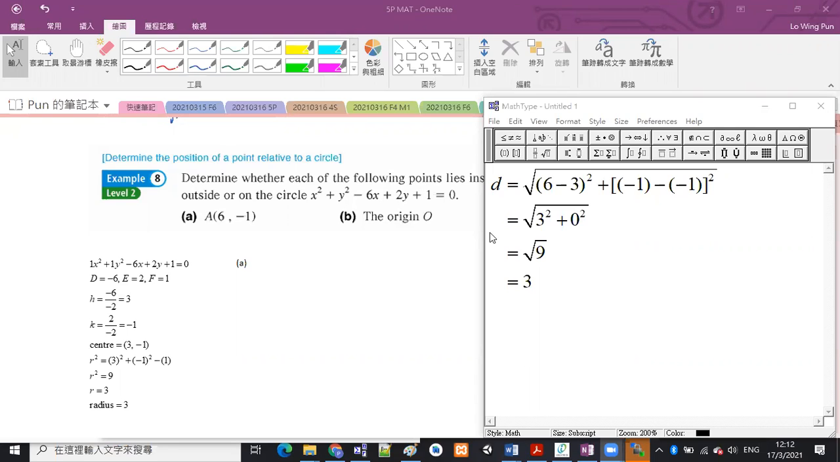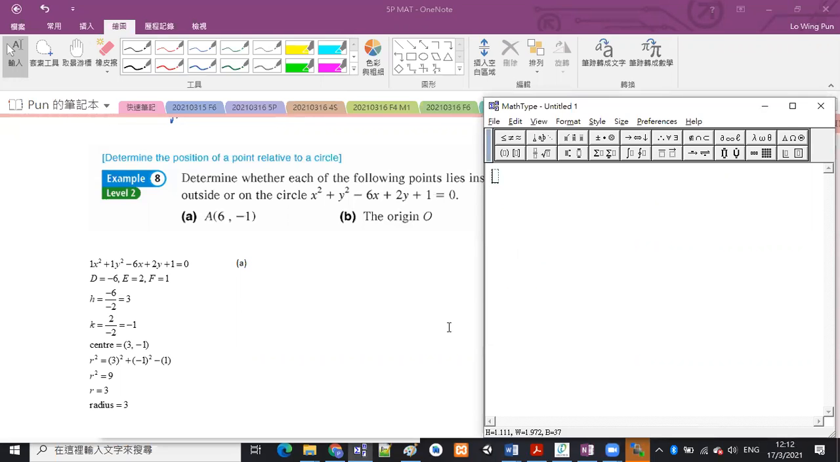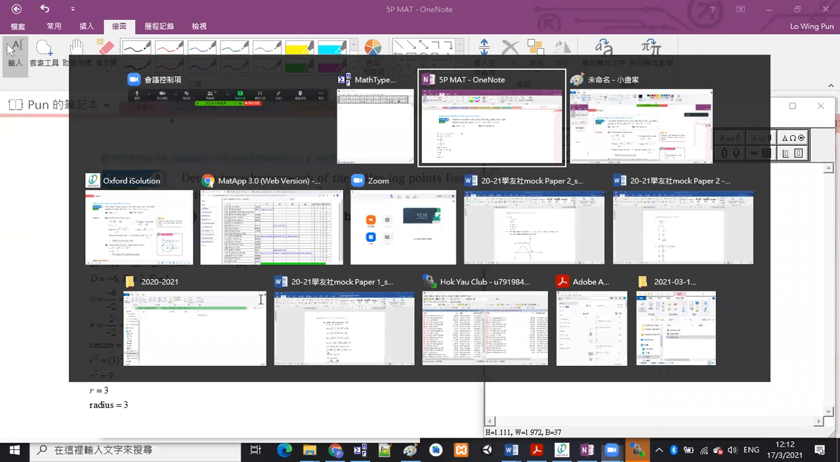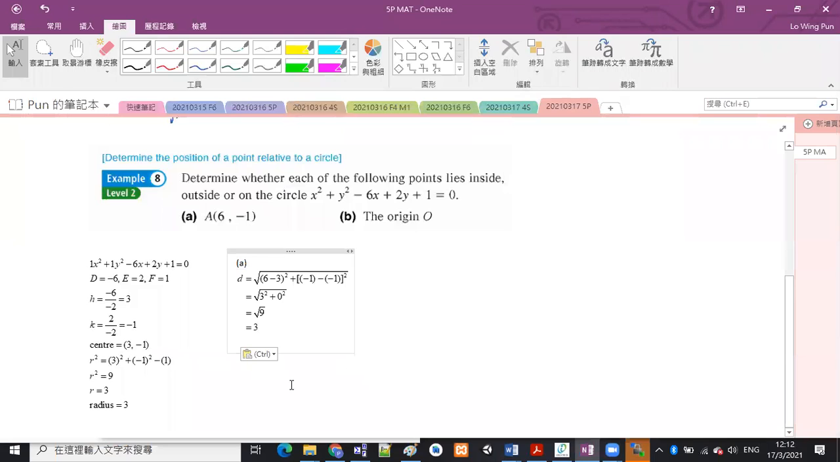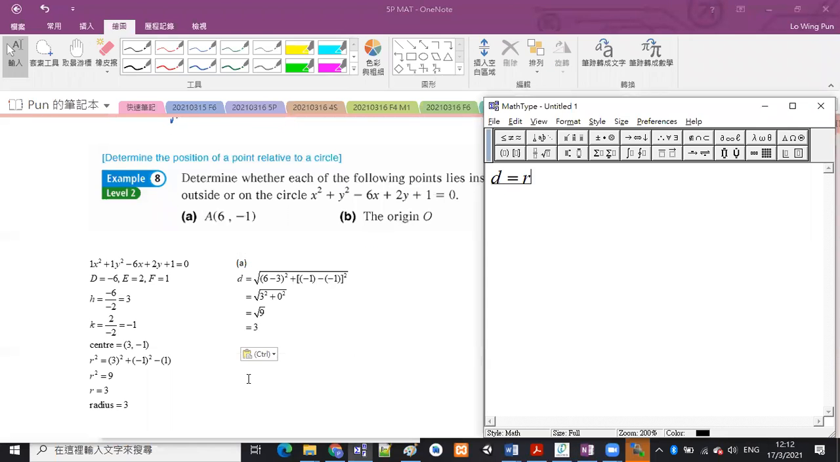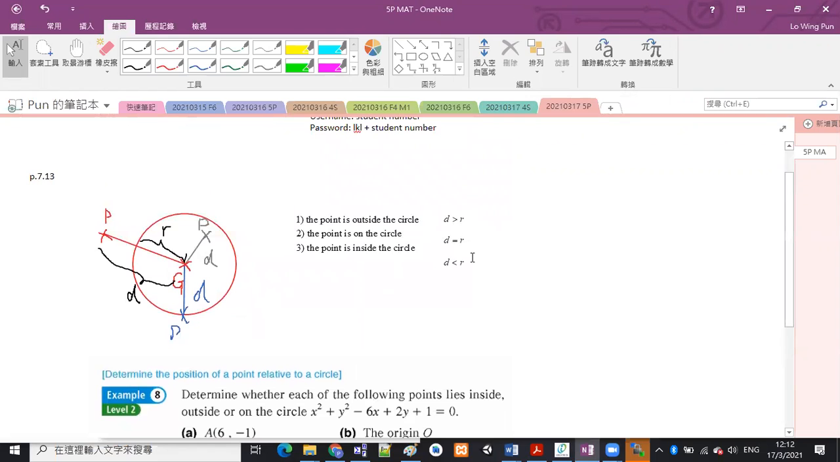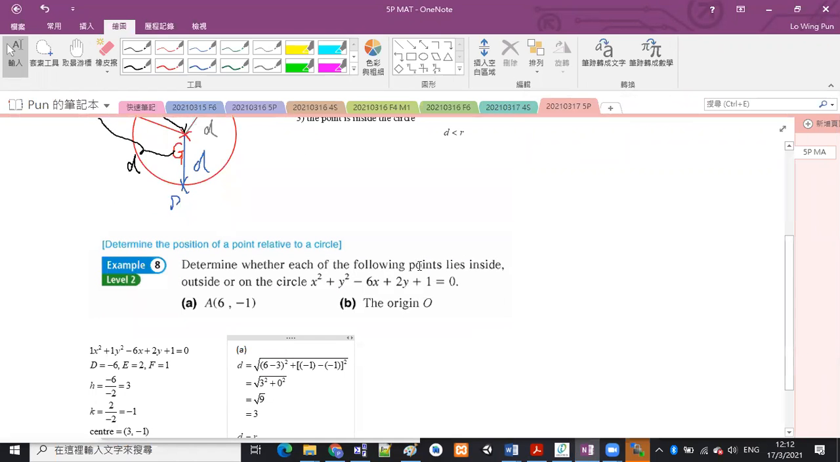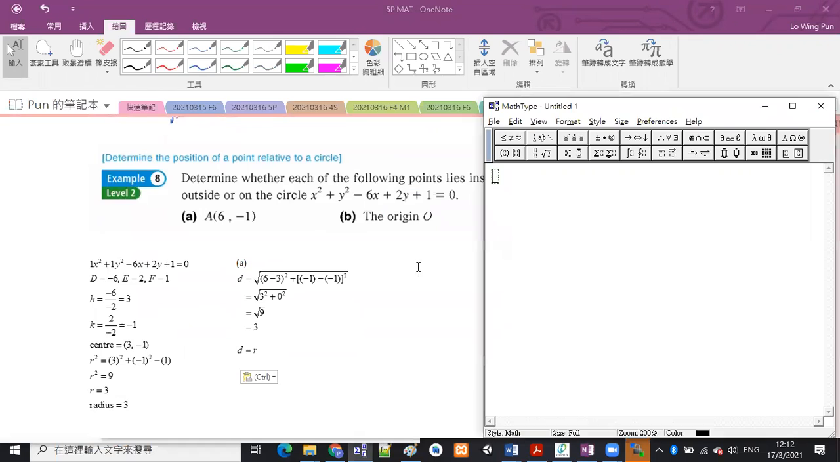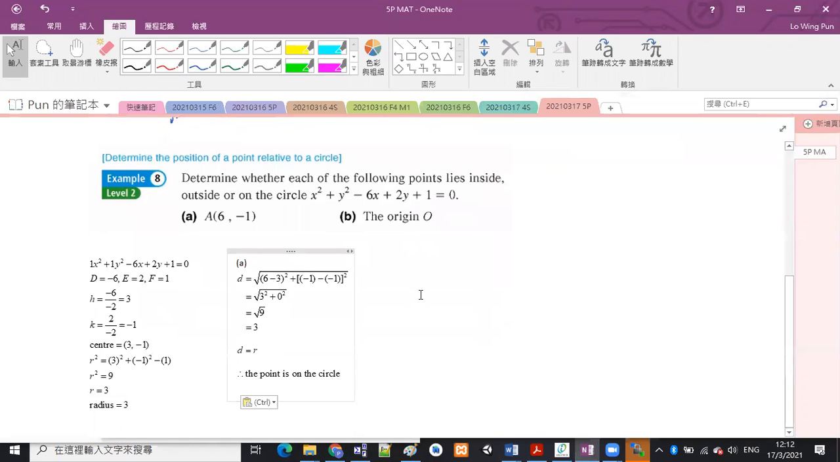Sorry. Okay, so we have found that d is equal to 3. And then r is equal to 3, which means that in this case, d is equal to r. Therefore, we can conclude that it is case 2, and the point is lying on the circle. Okay, therefore, the point is on the circle. So that is the answer.